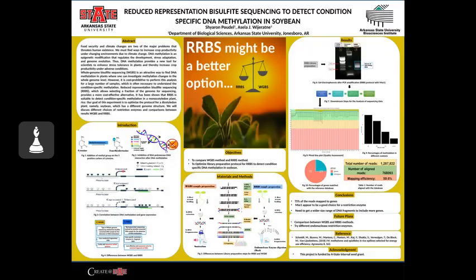Today I'm here for the poster presentation of one of my current research works, and the topic for my research is reduced representation bisulfite sequencing to detect condition-specific DNA methylation in soybean.